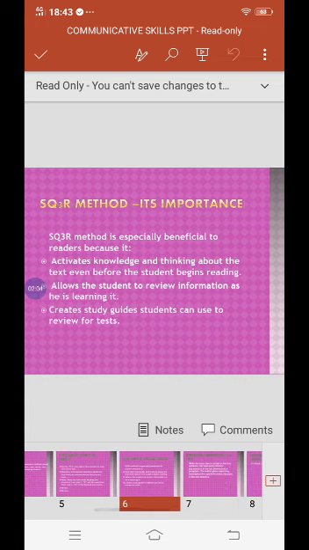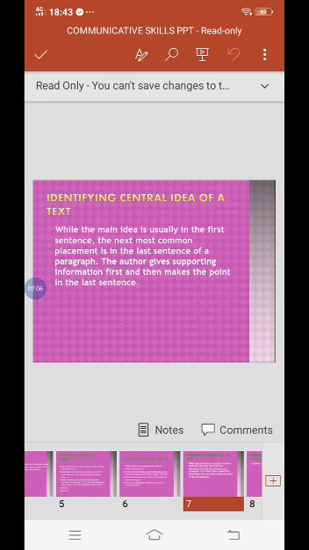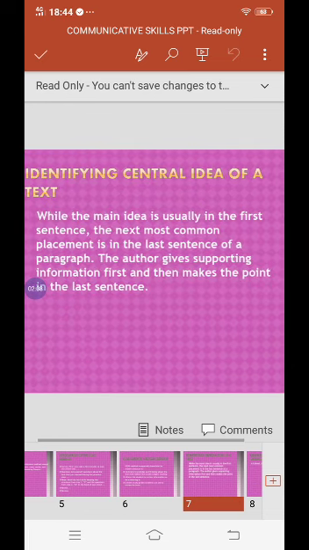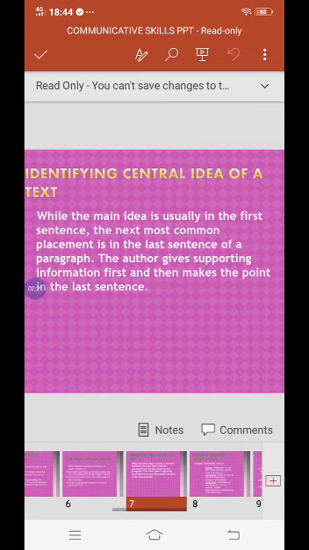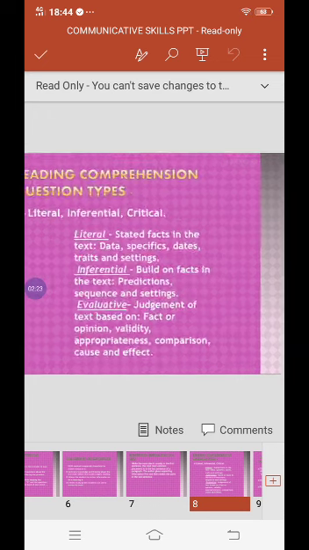Now, identifying the central idea of a text. While the main idea is usually in the first sentence, the next common placement is in the last sentence of a paragraph. The author gives supporting information first and then makes the point, that is the final central idea, in the last sentence.